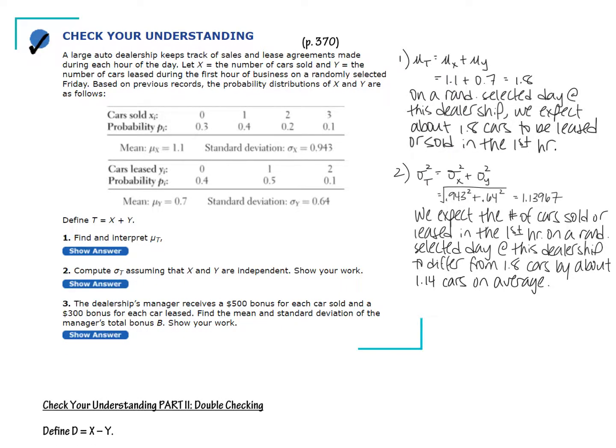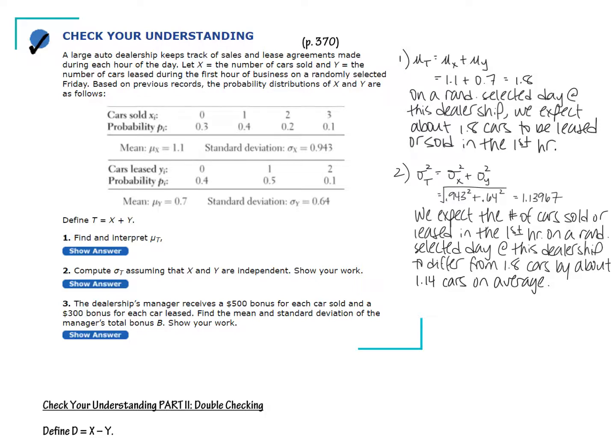So what that's going to look like is this. I've done my sigma t squared, which represents the variance, is the variance of the x plus the variance of the y, or the standard deviation squared plus the standard deviation squared. And then remember, that gives me the variance of the t, so in order to find the standard deviation itself, I have to square root that number, and that gives me about 1.14.